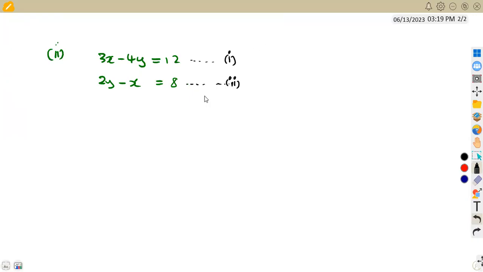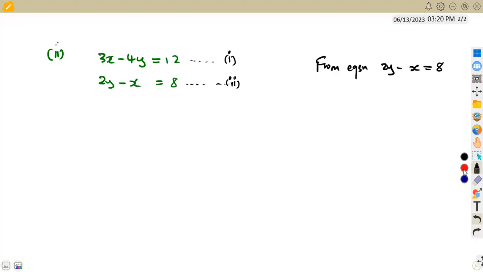I've got equation 1 and equation 2. If you check from equation 2, it's easier for us to make x the subject. So I'm going to take that as an advantage. All right, so from equation 2, which is given as 2y minus x equal to 8, we're just going to make x the subject there.